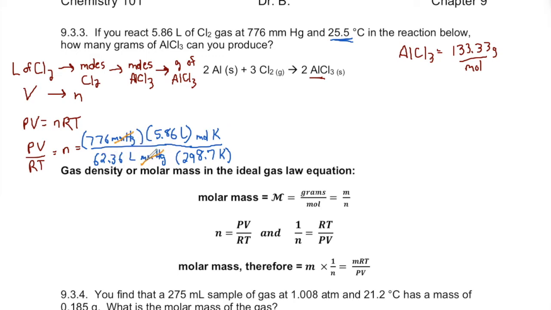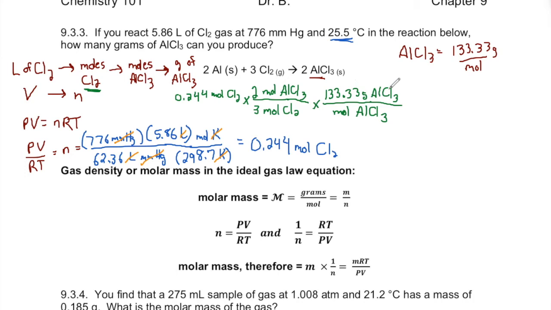So the millimeters of mercury will cancel, and the liters will cancel, and the Kelvins will cancel, and we'll be left with moles in the numerator. And that is 0.244 moles of chlorine gas. So now that we have moles of chlorine, we want to get moles of aluminum chloride. We can use our coefficients here, that 3 moles of chlorine make 2 moles of aluminum chloride. And then the molar mass of 133.33 grams of aluminum chloride per mole of aluminum chloride will then give us 21.7 grams of aluminum chloride.